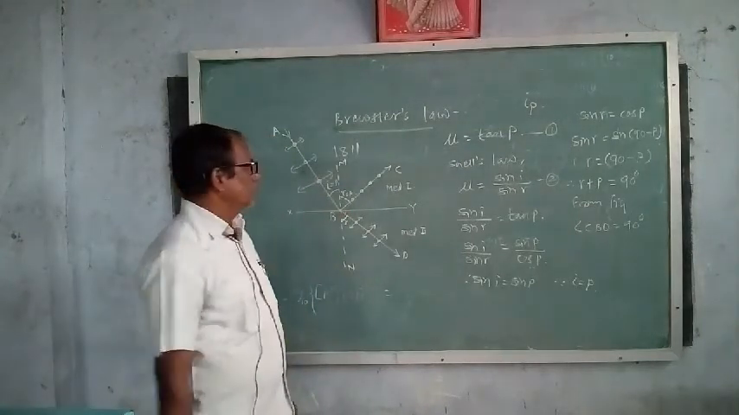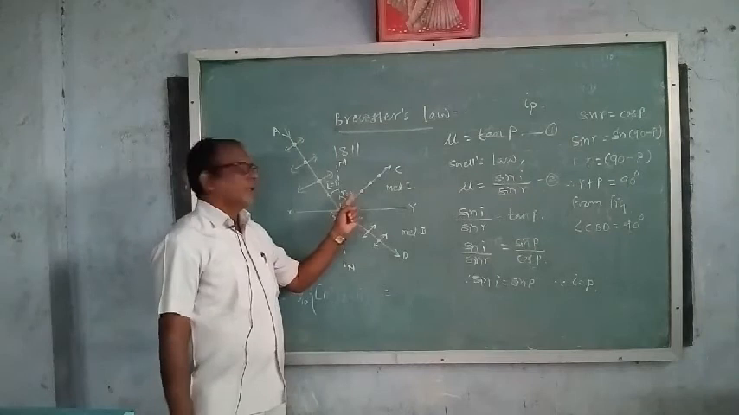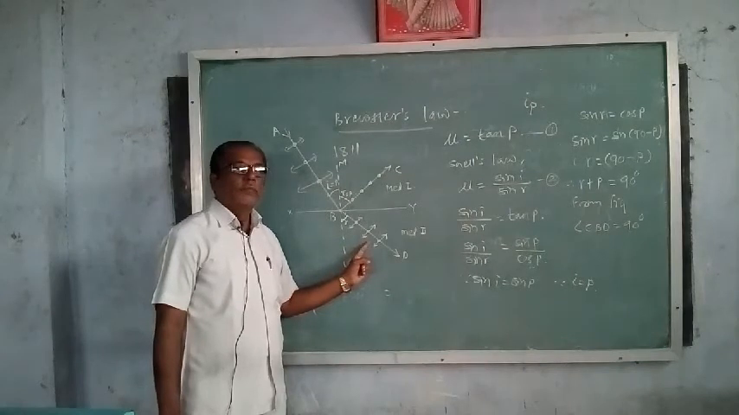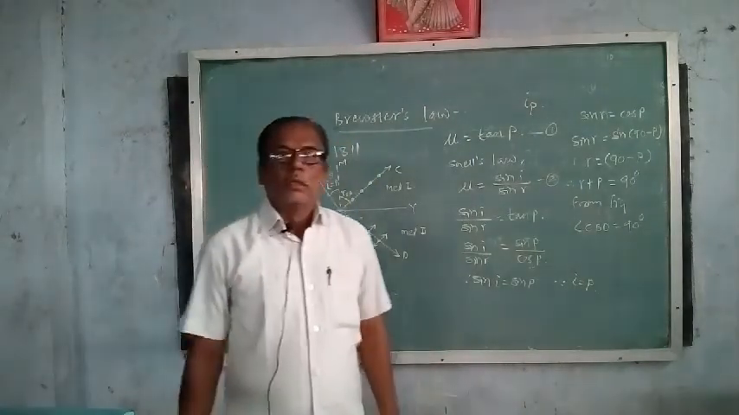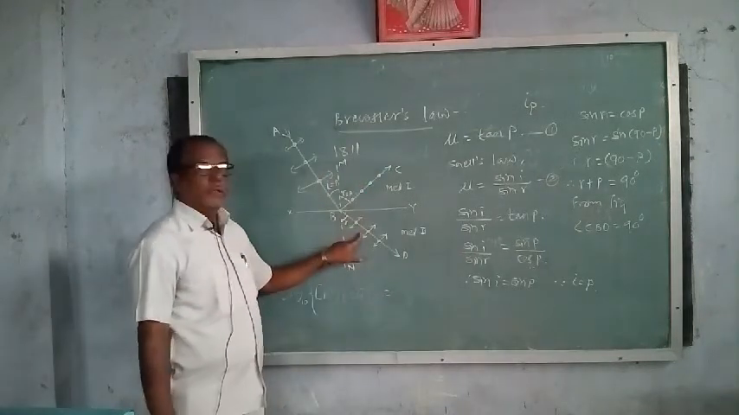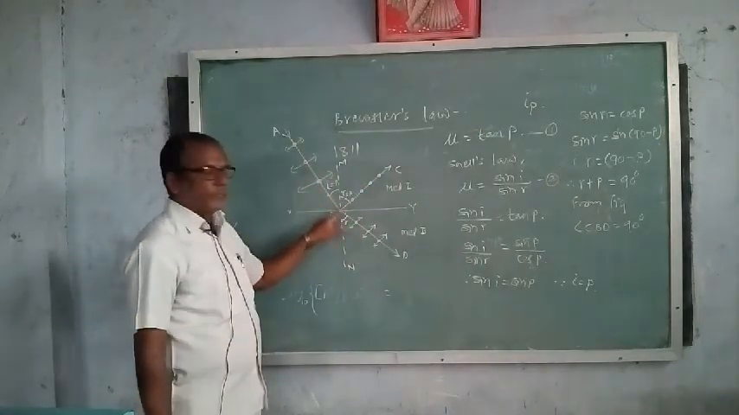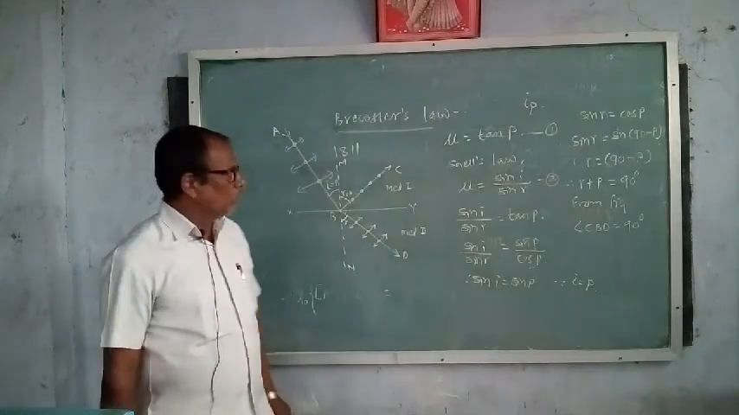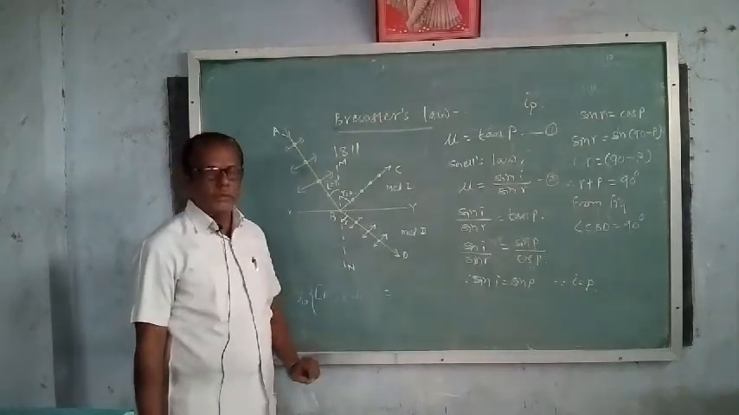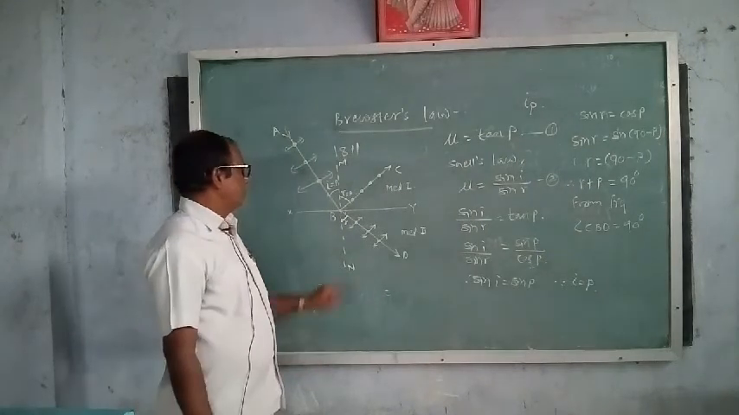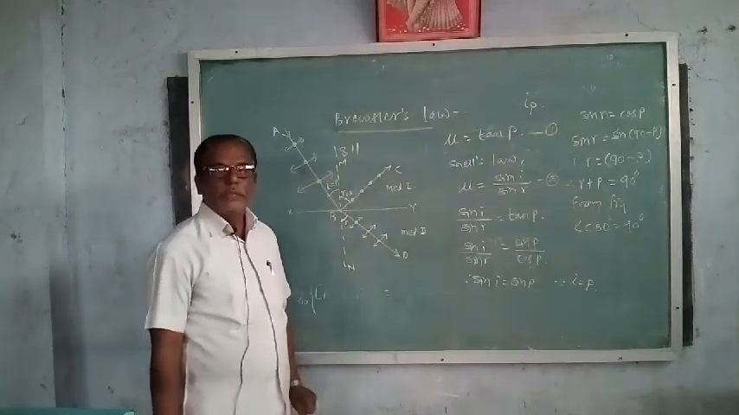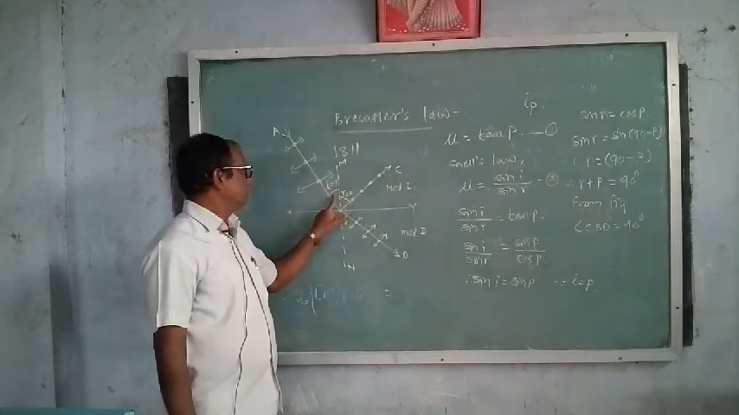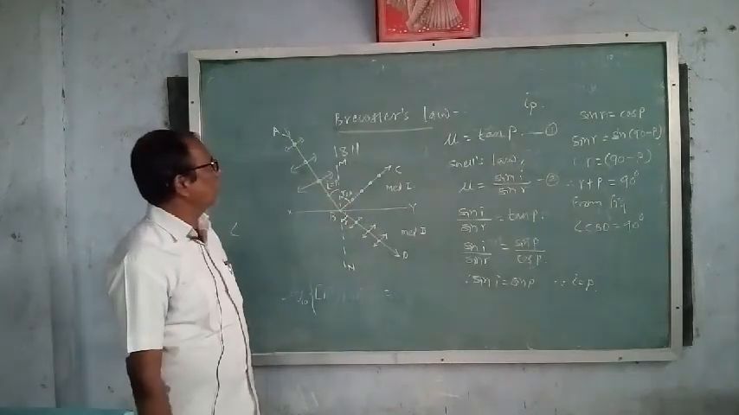And another type of question is show that reflected ray and refracted ray are perpendicular to each other by using Brewster's law. The condition is that when these two rays are perpendicular to each other, this angle of incidence must be equal to the polarizing angle. What is polarizing angle? Polarizing angle is nothing but the angle of incidence at which the reflected ray is completely polarized. The amount of polarization depends on this angle of incidence. So this is about Brewster's law.